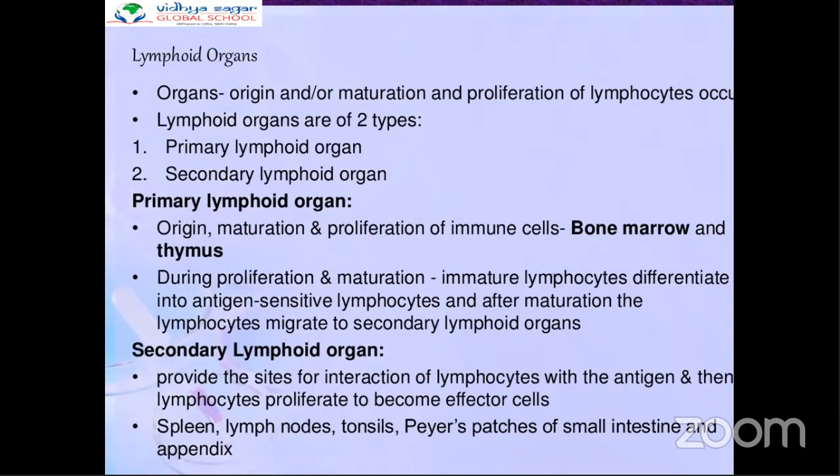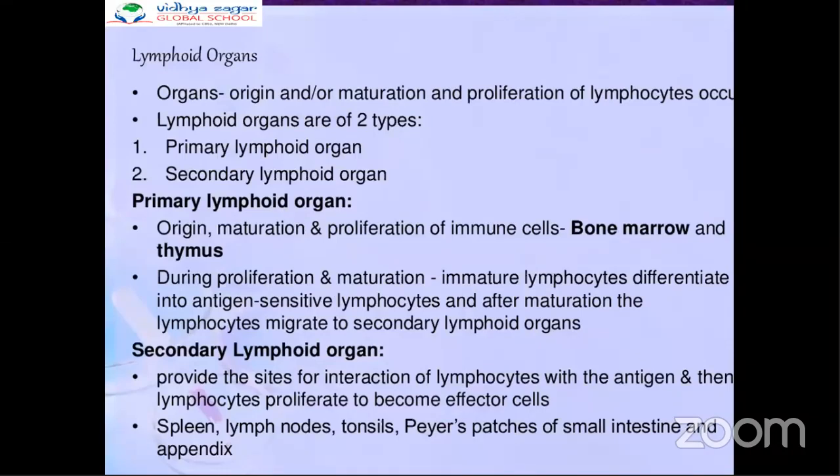In the primary lymphoid organs, the origin, maturation, and proliferation of immune cells take place in bone marrow and thymus. That is, B cells in bone marrow and T cells in thymus. During proliferation and maturation, immature lymphocytes differentiate into antigen-sensitive lymphocytes, and after maturation they migrate to the secondary lymphoid organs. So in primary lymphoid organs, cells stay in a particular place, mature and increase in number, then move to the secondary lymphoid organs.